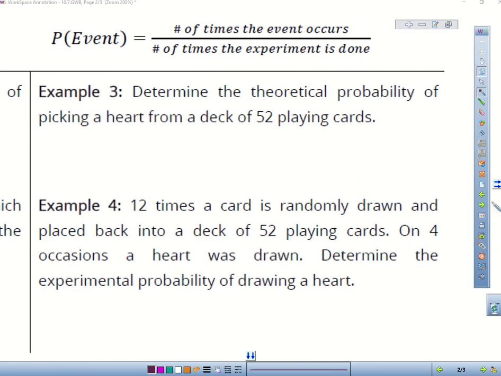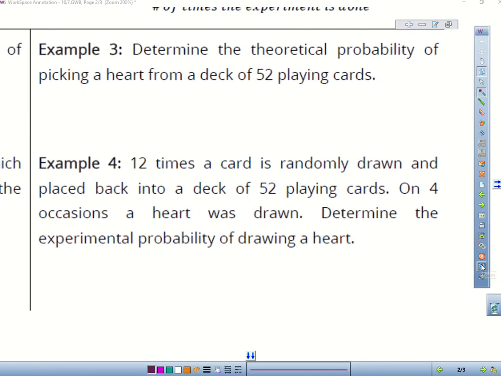Determine the theoretical probability of picking a heart from a deck of 52 playing cards. How many of those cards are hearts? 13. Because it's 1/4 of the deck is each suit, right? So this would reduce to 1/4.